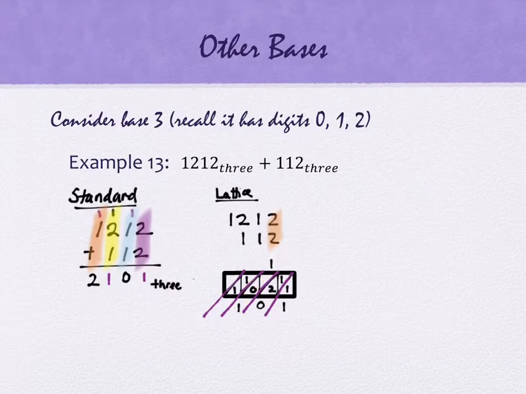Oops, I think I lost my 1 along the way. And then I have my last column on the far left, I have 1 plus 1, which is 2. So 2, 1, 0, 1, base 3. Is it good?